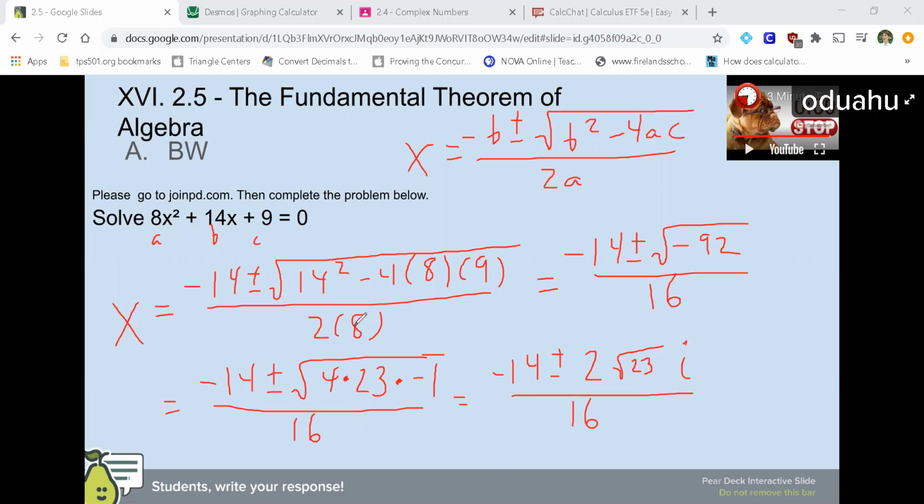And then there's one last thing that you should do. You should notice that all 3 of your terms are divisible by 2. So you should reduce this to negative 7 plus or minus the square root of 23 i over 8. So this quadratic has 2 complex solutions: negative 7 plus the square root of 23 i over 8, and negative 7 minus the square root of 23 i over 8.